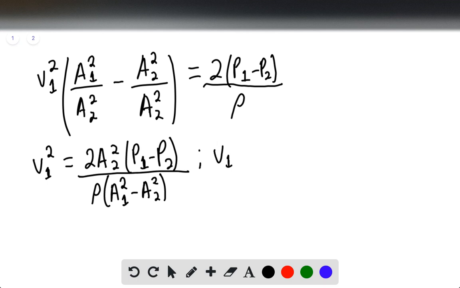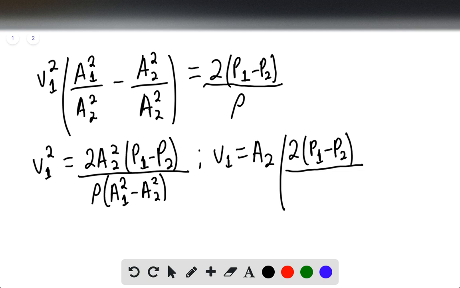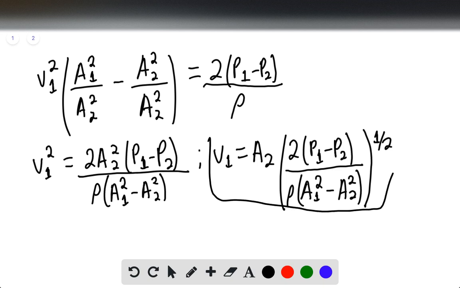So we figured out that V sub 1 equals A sub 2, and then it'll be times 2 times P sub 1 minus P sub 2 divided by rho times A sub 1 squared minus A sub 2 squared. And this will all be to the 1/2 power. So this is exactly what they're getting in the givens. So this would be your final answer. And this would be the full derivation of the venturi meter.